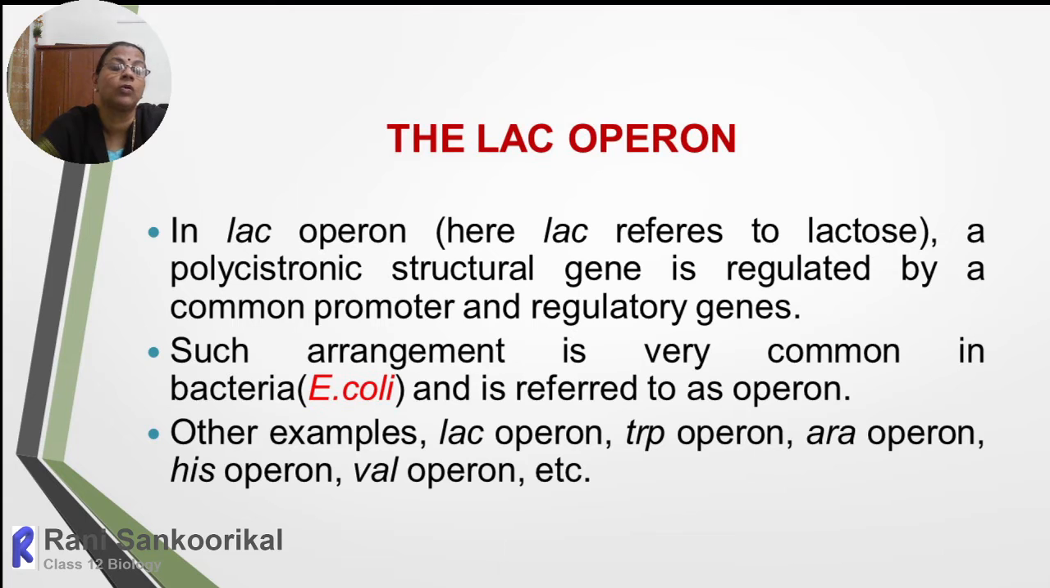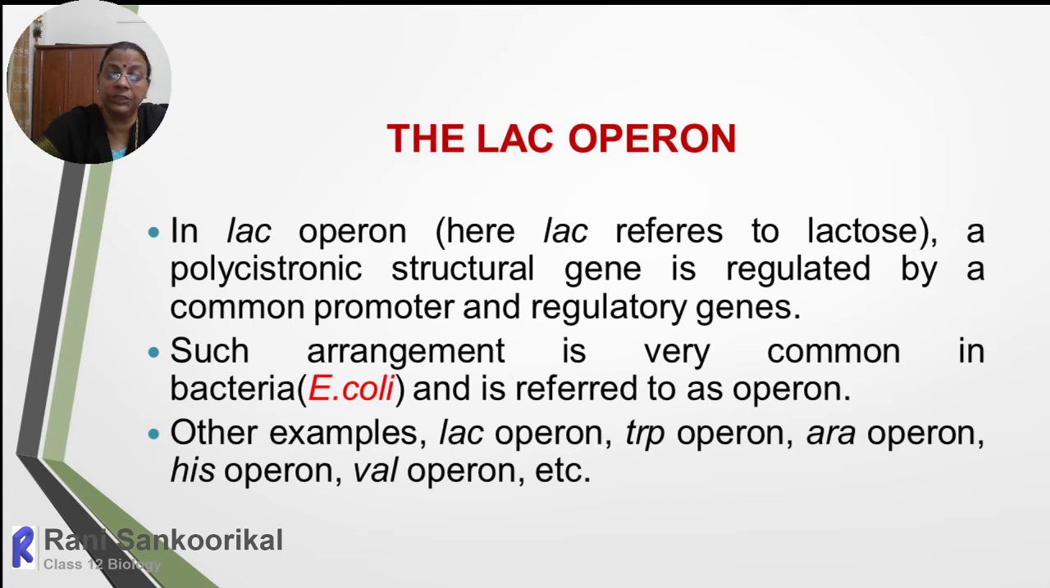As such, we'll call it the lac operon unit. This type of gene regulation is found not only in E. coli; there are many other metabolic pathways where operons are functioning. A few examples quoted are the lac operon, all in E. coli, the tryptophan operon, the arabinose operon, the histidine operon, and the valine operon. So there are many different types of gene regulation.